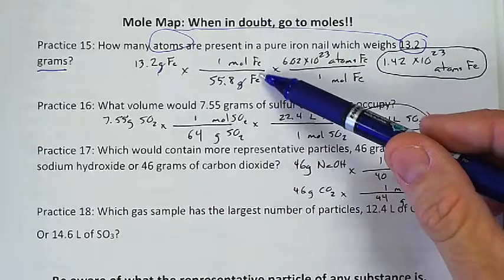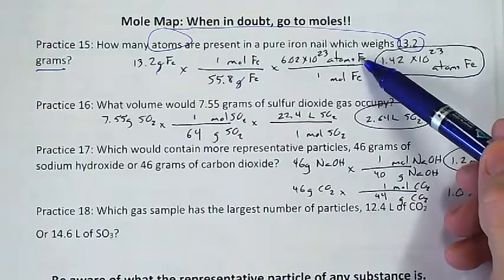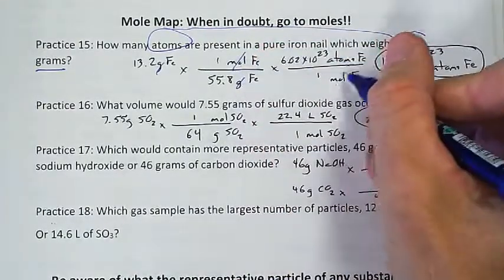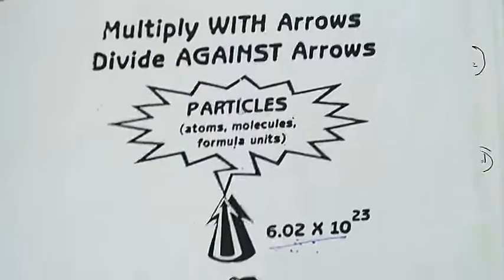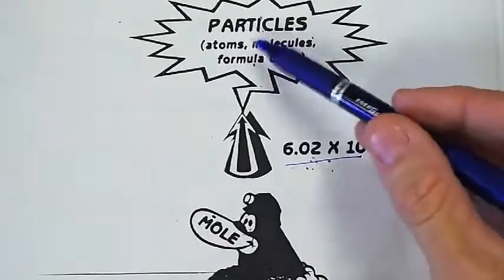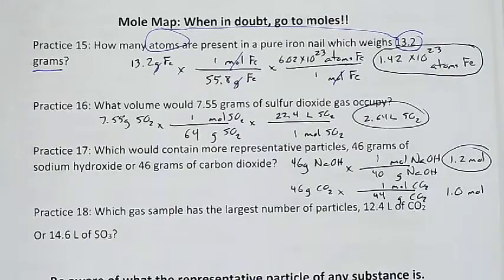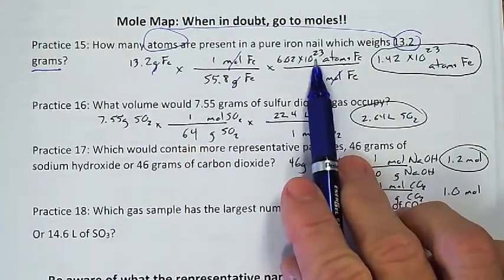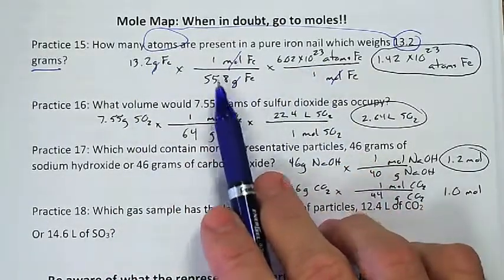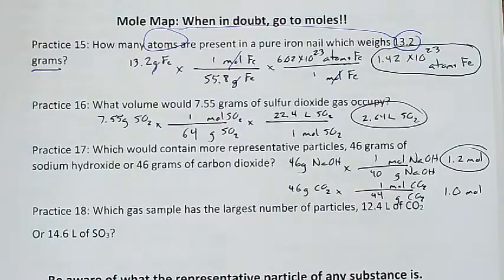And then, so now we've got rid of grams, and now we have moles, and then we're wanting atoms. So put atoms of iron at the top, moles here. Cancel that unit. 1 mole, again, the number of atoms would be particles. And so we're going from moles to particles. That could be atoms, molecules, or formula units. We multiply by 6.02 times 10 to the 23rd because, again, that's how many particles are in a mole. Multiply, cross, and divide. 13.2 grams times 6.02 times 10 to the 23rd divided by the molar mass of iron. You get 1.42 times 10 to the 23rd atoms of iron.